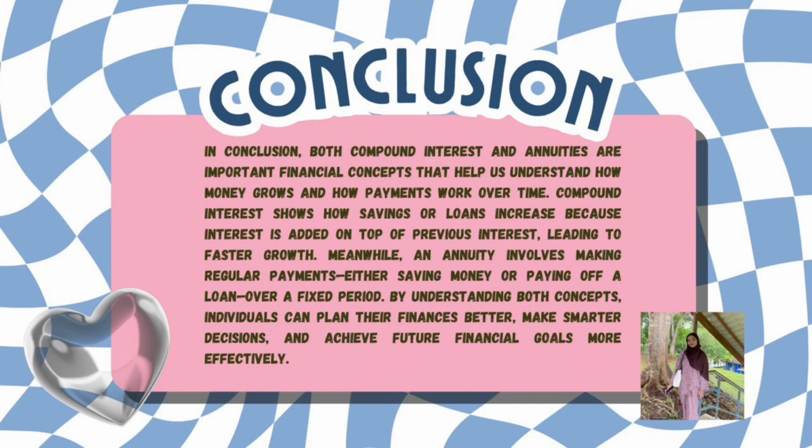In conclusion, both compound interest and annuities are important financial concepts that help us understand how money grows and how payments work over time. Compound interest shows how savings or loans increase because the interest is added on top of previous interest, leading to faster growth. Meanwhile, an annuity involves making regular payments, either by saving money or paying off a loan, over a fixed period. By understanding both concepts, individuals can plan their finances better, make smarter decisions, and achieve future financial goals more effectively.